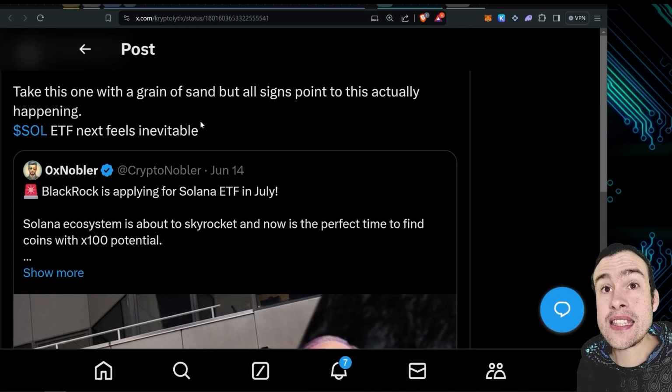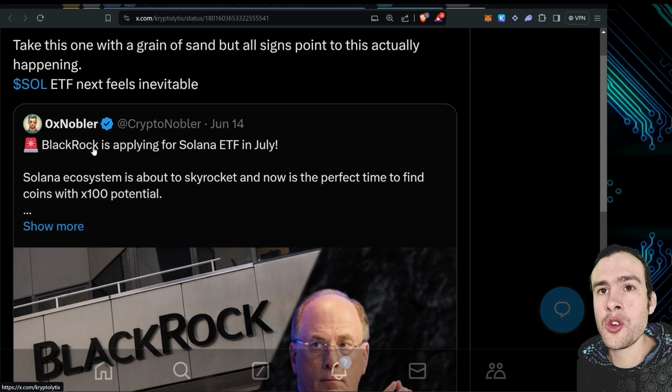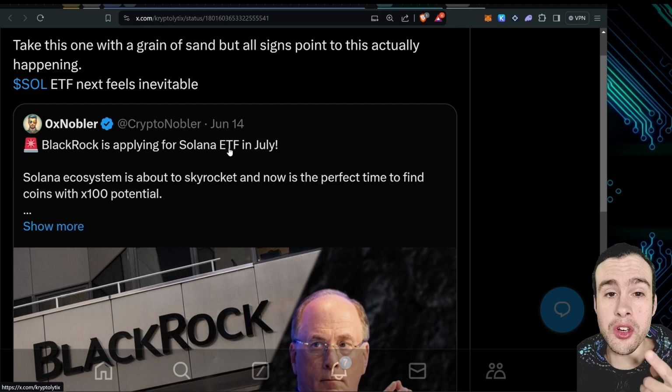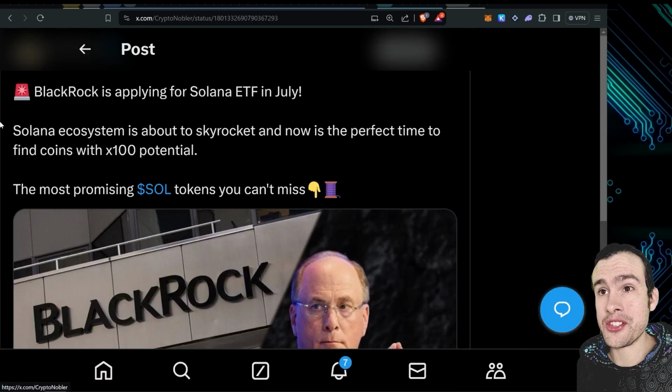So take this one with a grain of salt, but all signs point to this actually happening. So SOL ETF next feels inevitable. BlackRock could be, I think they say they are applying. I don't know if they've got confirmation on that, but let me know in the comments below if you saw confirmation on this, because I would really like to know. But Solana ETF in July, Solana ecosystem could be about to skyrocket.